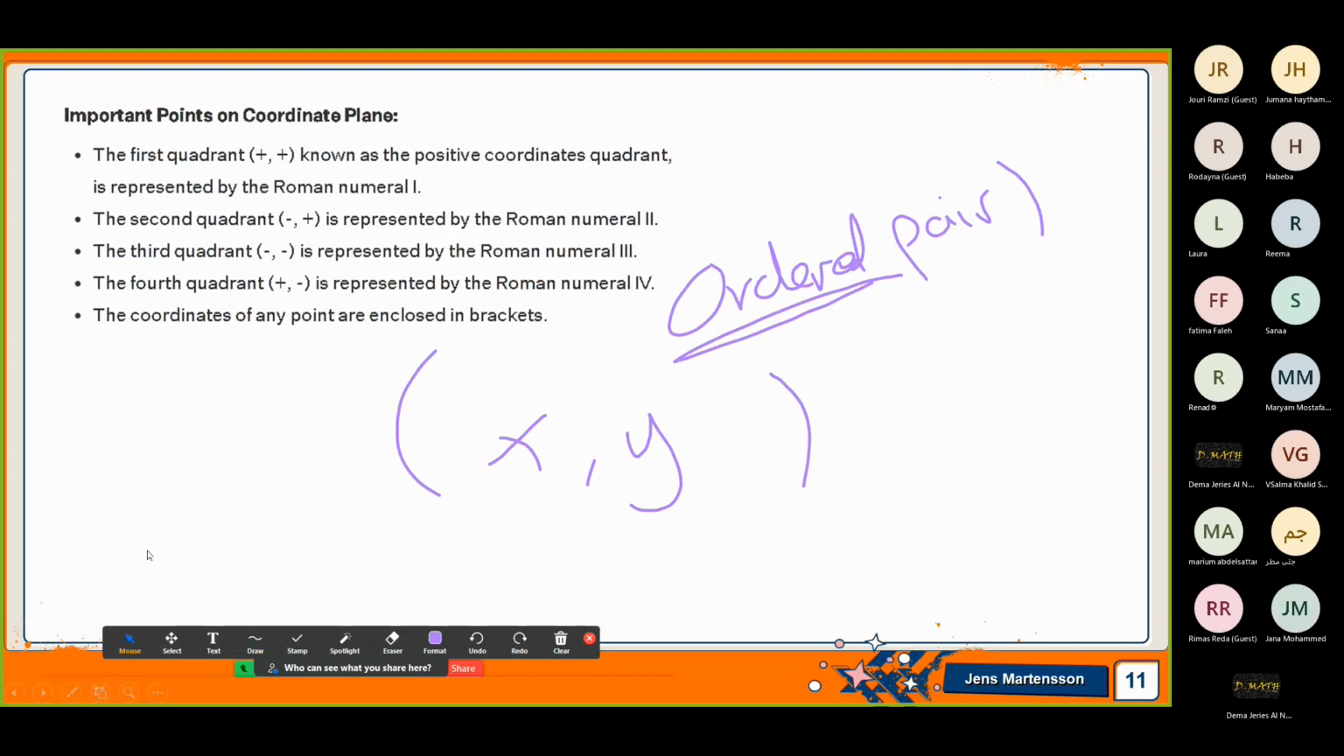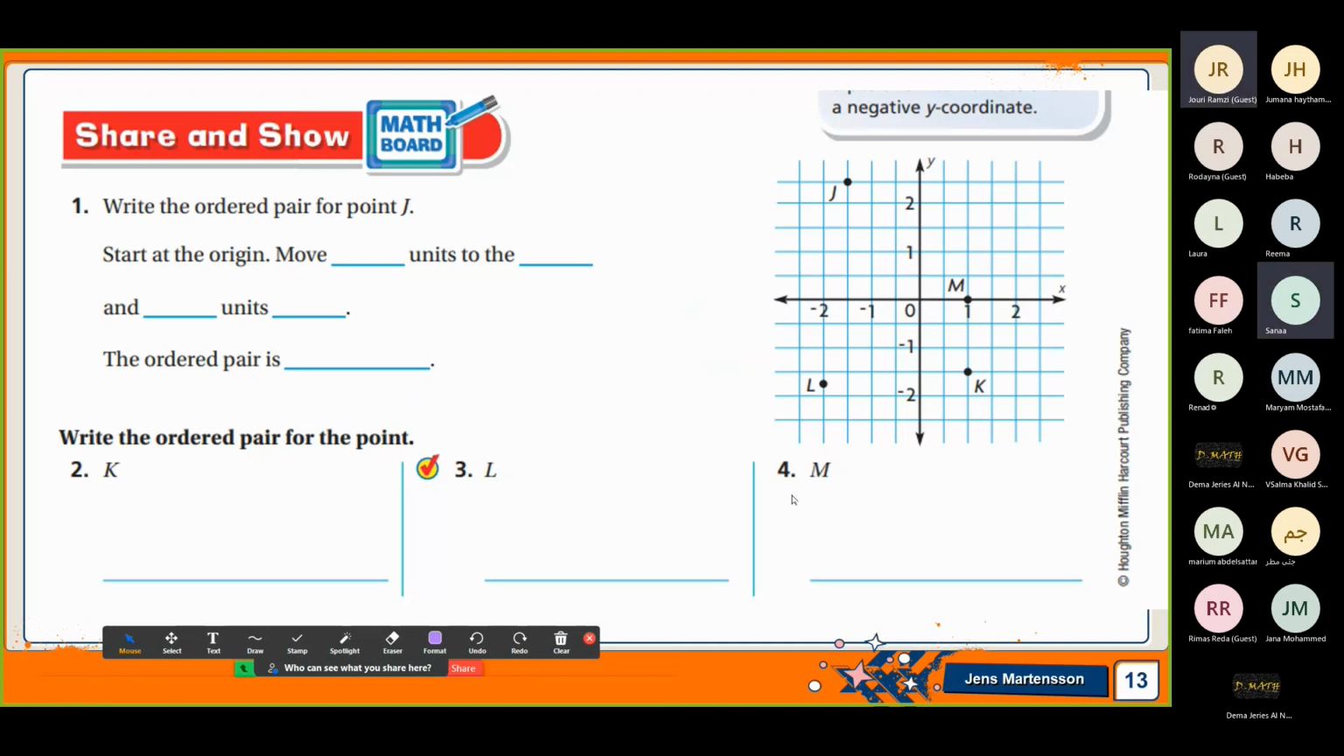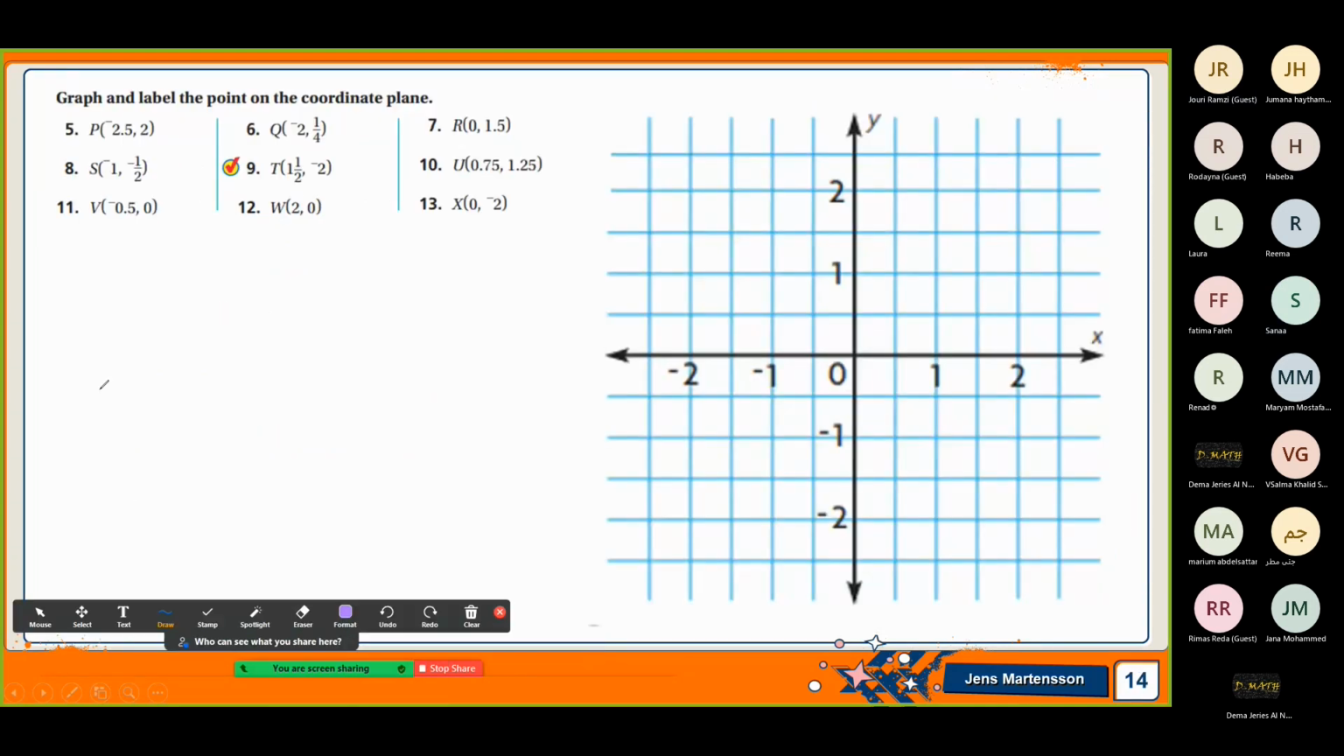Now, we solved these questions here. I think 1, 2, 3, and 4. Is it right? Yes, Miss, we finished. Let's now go to this question here. Graph and label the points on the coordinate plane. Now, let's start with, just a minute, I'll tell you one by one.